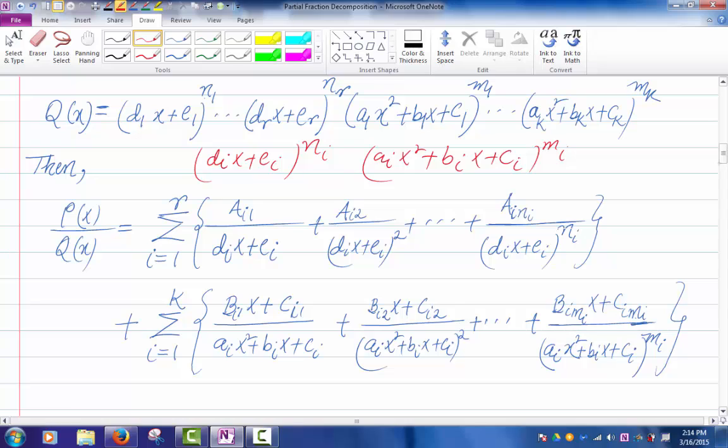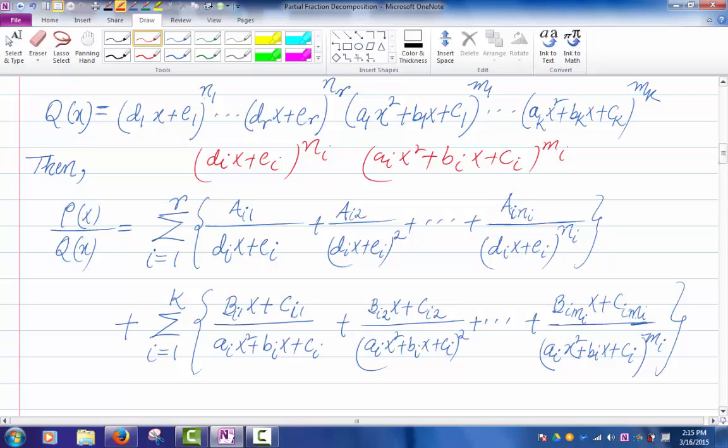I'm going to explain that in examples in a bit. So once again, I have a linear factor with multiplicity ni. What is the contribution of that factor in the decomposition? In the decomposition, I'm going to get ni fractions. The denominator of the first fraction would be the same linear factor to the power 1. The denominator of the second term will be the linear factor to the power 2, and so on, until you get the power ni.